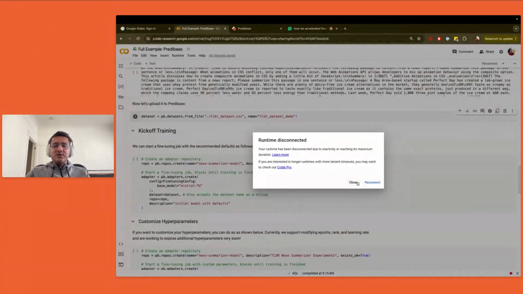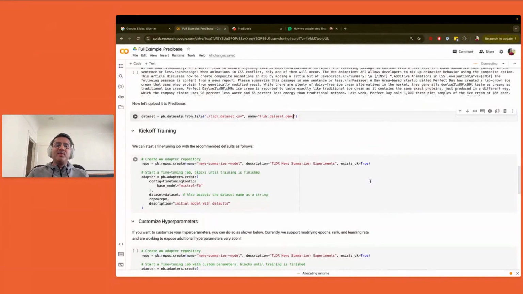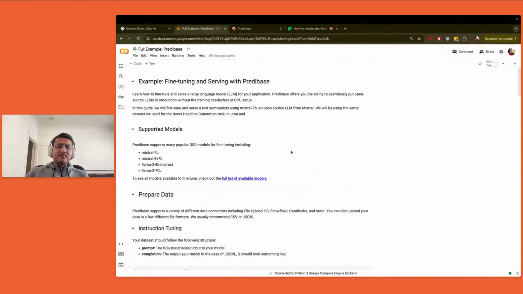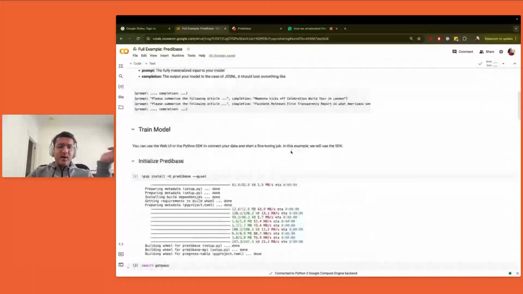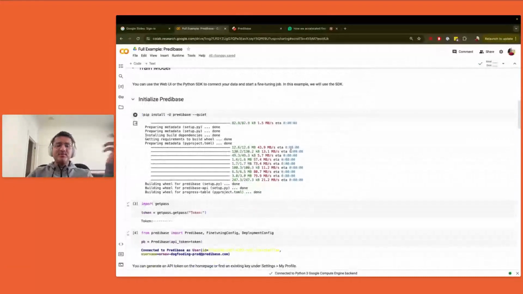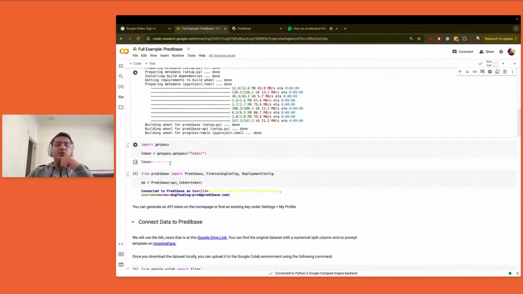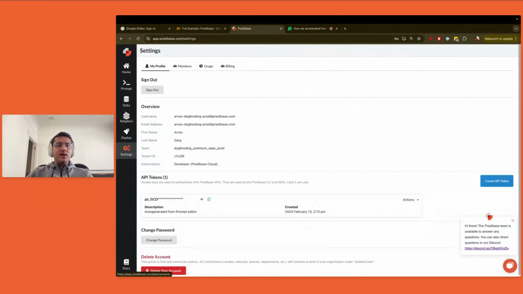Okay, so let me show you an example of what fine-tuning looks like in the Predibase platform. And it's really quite simple. We won't go through all the steps, but all you need to do is install the Predibase SDK. Get your API token, which you can get from within the platform. Right here, right? Copy it.